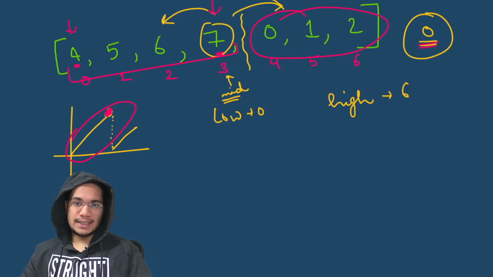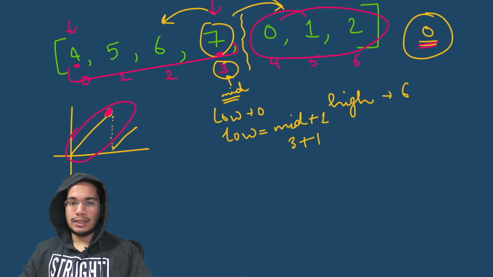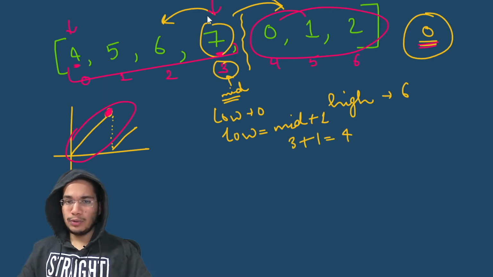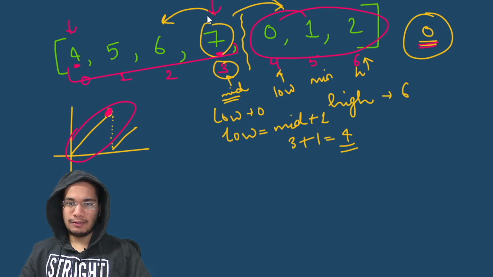So once we decide the 0 will lie in this half, we can simply update the low pointer to point to mid plus 1. So our mid was currently 3, and 3 plus 1 is 4. So the value of our new low index now is 4. So this will be the new low, and our high is still at 6. So we'll have the new mid index as 5.